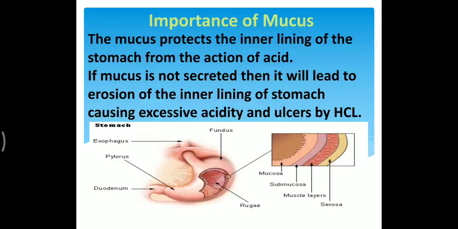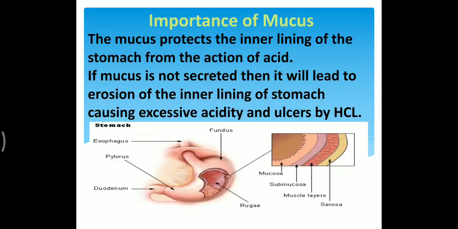I was talking about mucus. What is this mucus? The mucus is a jelly-like liquid released throughout the inner stomach wall. The mucus protects the inner lining of the stomach from the action of acid. I told you, hydrochloric acid. After all, acid and acid.